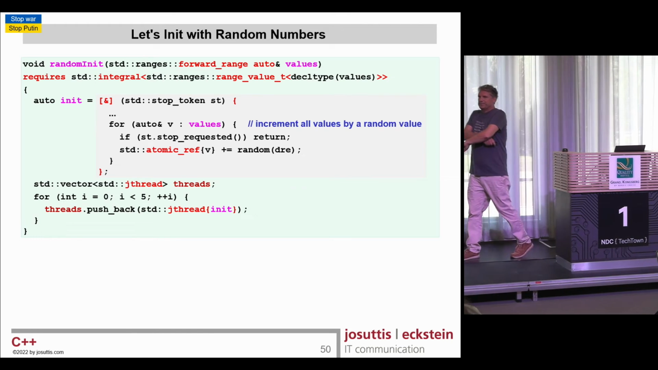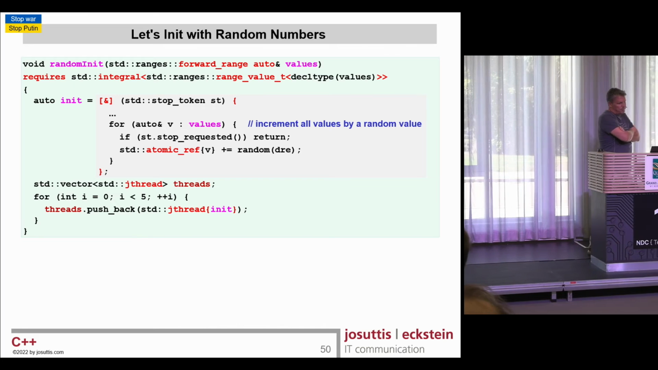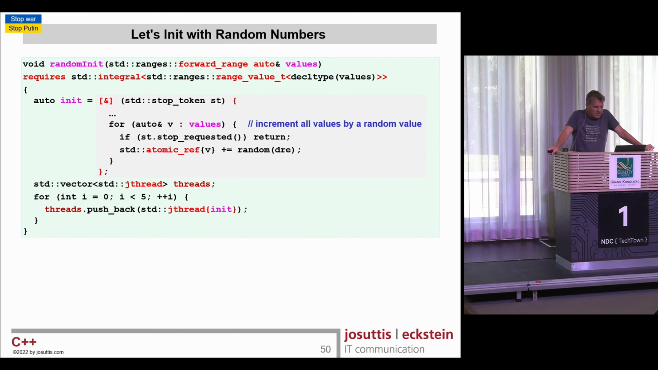We had this function random init. You remember? So we take a forward range. We require that the values are integral. And then we have an init helper function locally, a lambda, for the code that initializes the random number generator. Because multiple threads use that, we use atomic references when we apply our modification, and then we use this initialization in a loop that iterates over multiple threads. No join is necessary at the end. Once all the threads are done, we call the destructors, and they will call join, and that's it.